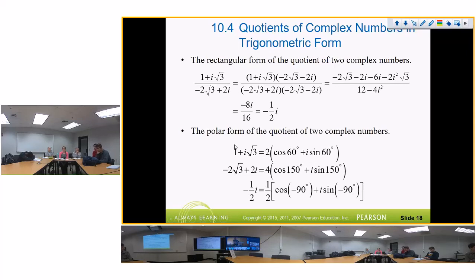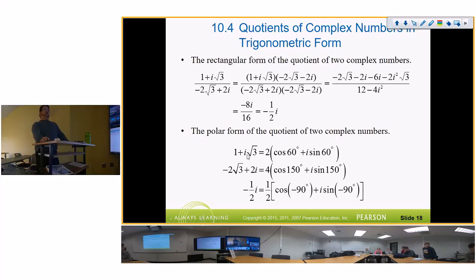Okay, it looks like to me they're starting the problem here, and then, oh, this is 3 separate problems. I'm sorry. I thought they were trying to simplify this. These are 3 separate problems. Okay, let's move on.